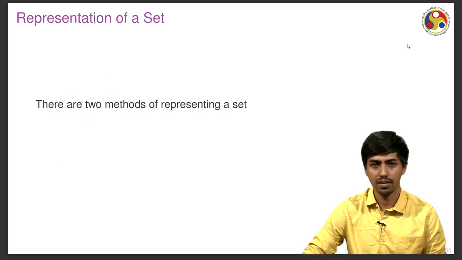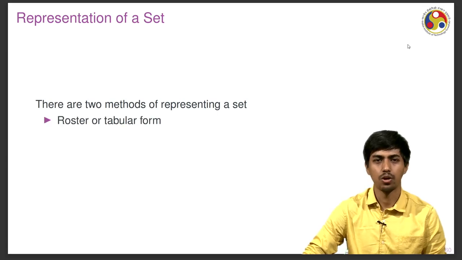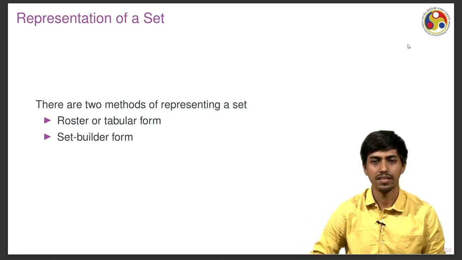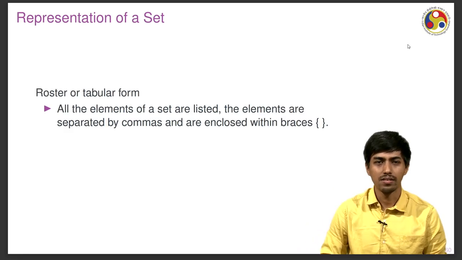There are usually two methods to represent a set. The first one is known as roster or tabular form, and the second one is known as the set builder form. So what is a roster or tabular form? In this particular form, all the elements of a set are listed, and the elements are separated by commas and are enclosed within braces.